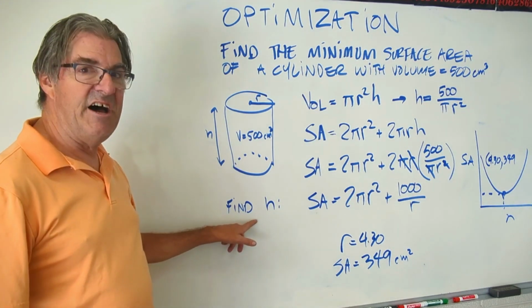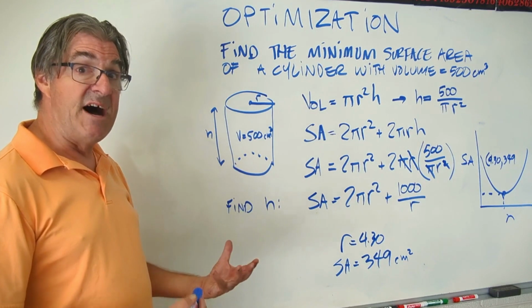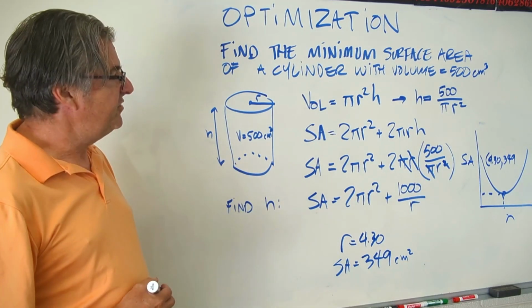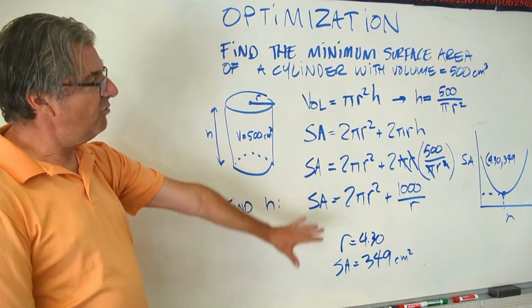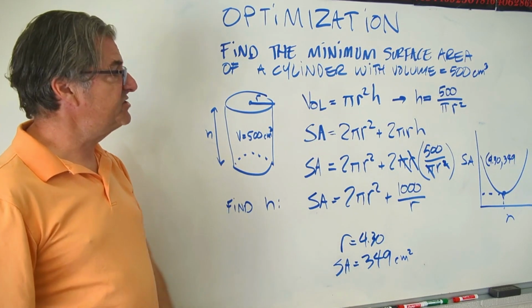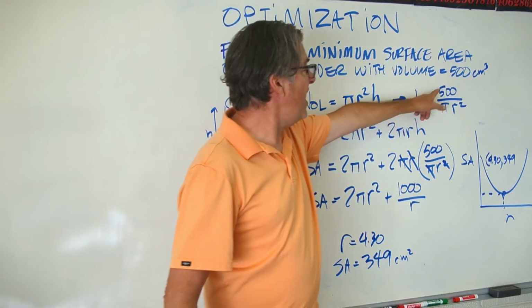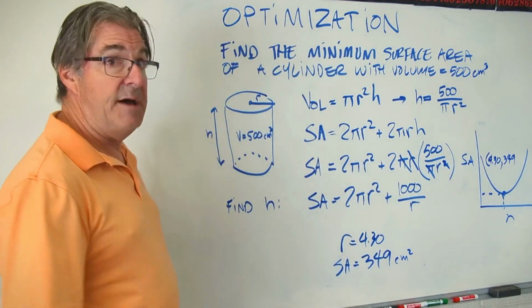We need to find the height of our cylinder. That way we know how to cut out the pieces and we're going to minimize our surface area. So how would you do that? Take a look at what we've got going here. It's all right there. Okay, we have an equation that solves for h. h is 500 divided by pi r squared. So all we do is we do a plug-in step for that.